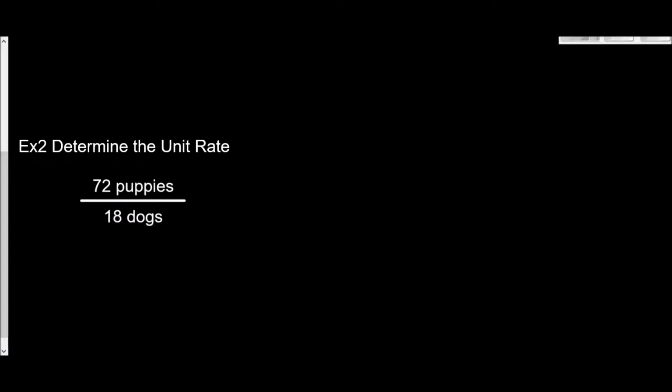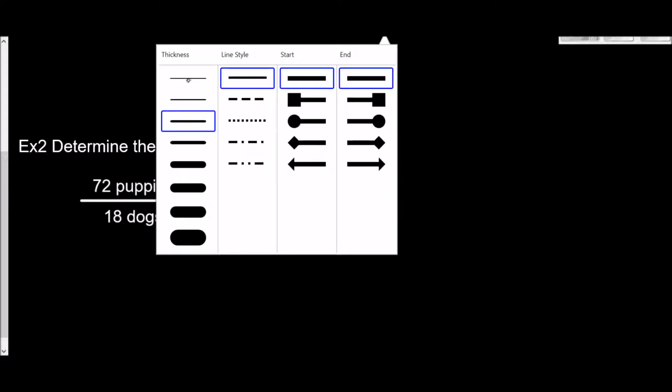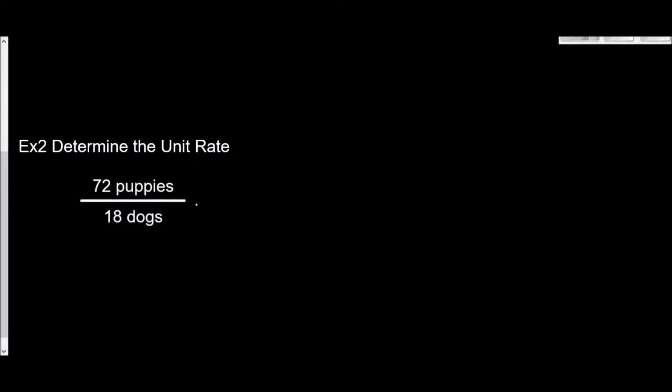Now for example 2, I have 72 puppies for 18 dogs. So what I want to do is figure out how many puppies for one dog. So again, I'm going to divide top by bottom. 72 divided by 18 is going to give me 4. That means 4 puppies for one dog. Okay.